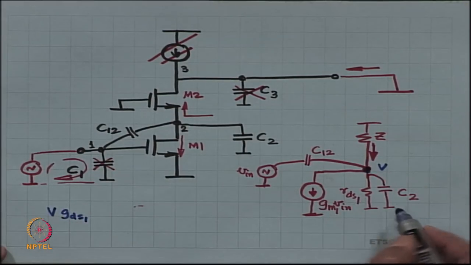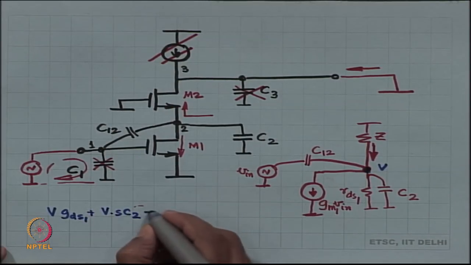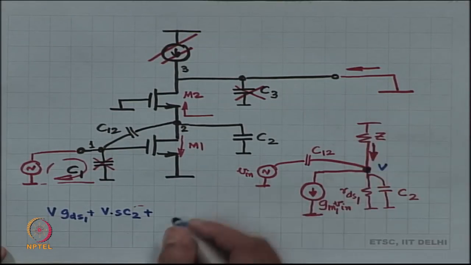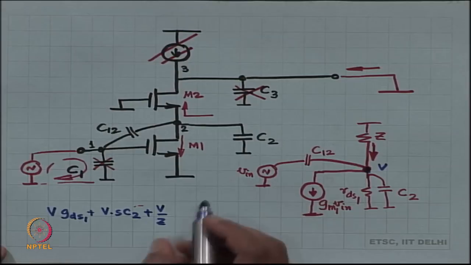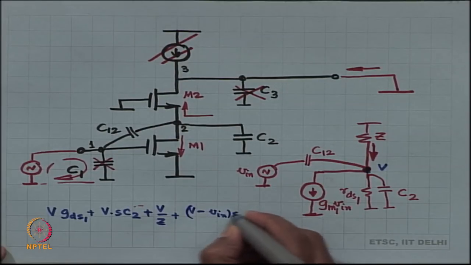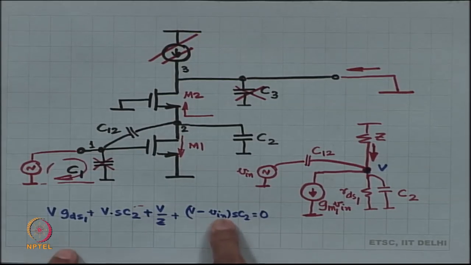Okay. So, the KCL is like this: V by RDS 1 or rather V times GDS 1 plus V times SC 2 plus V by Z, okay, plus V minus V in times SC 2 is equal to 0. Okay, this is your short KCL, and from this KCL your V in is going to come on this side, everything else is proportional to V.